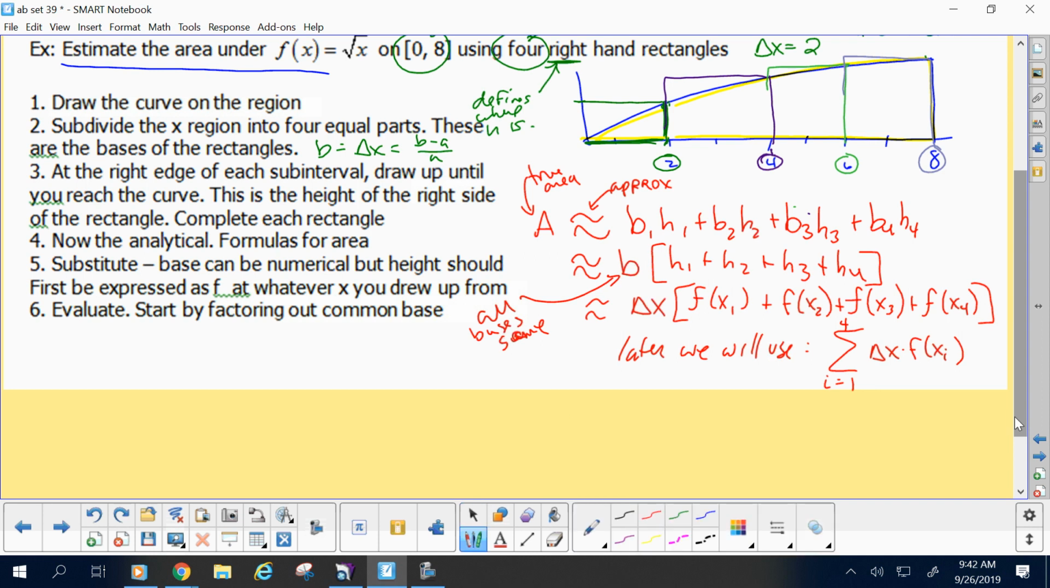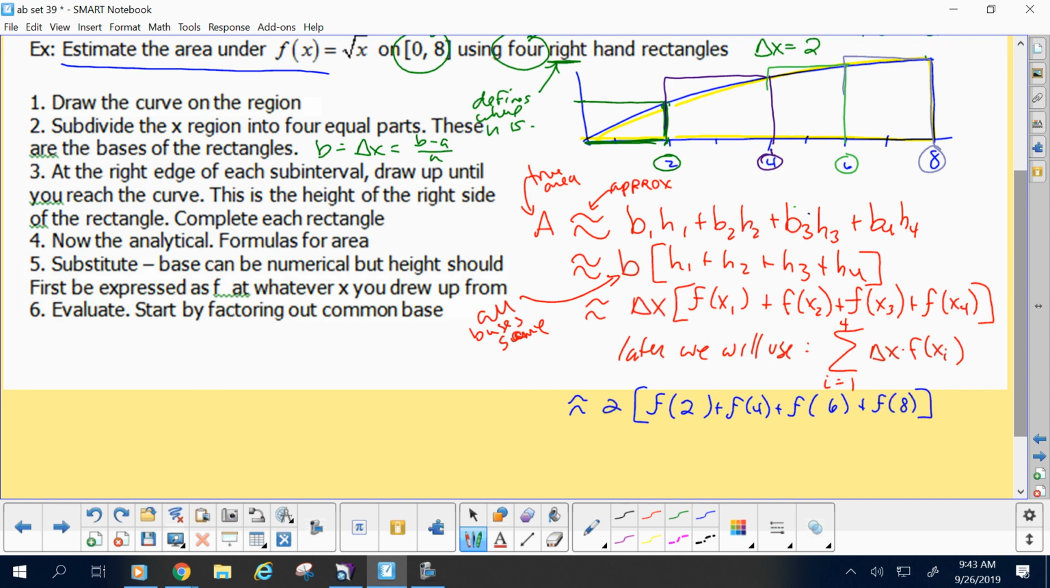All right, so going to this problem, I hope you still have enough room. What is delta x for this problem? 2. Yeah. Delta x is 2. It's tempting to go straight to the square root function, but instead I want you to communicate at what value you're finding the height. So don't jump to square root of anything yet. Instead, tell me, for my first height, I'm going to use f at 2. Height 2 is f at 4. The third height was f at 6, and the last was f at 8.